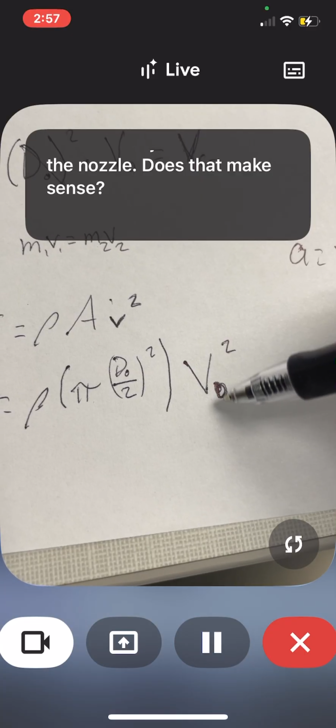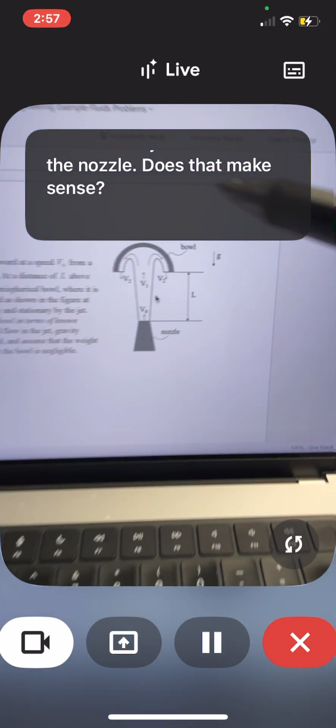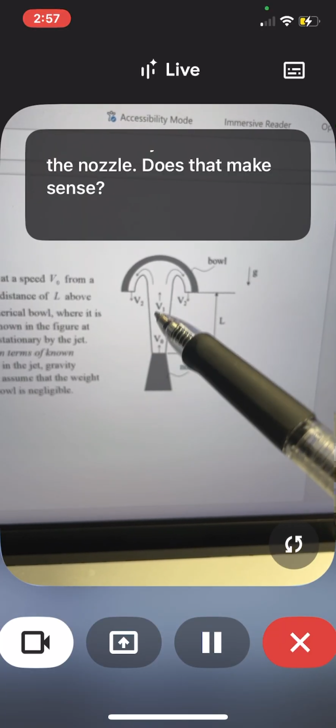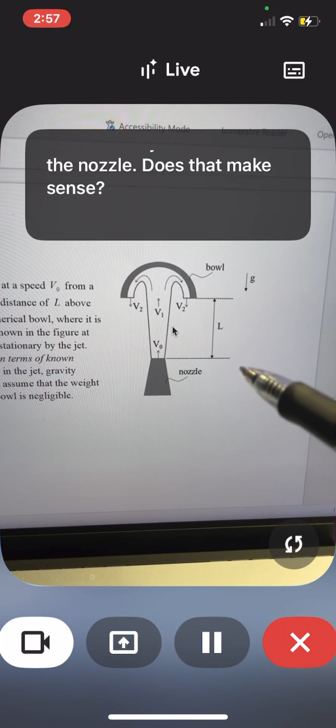Can I just put V1 here, or do I have to incorporate this length here and consider the deceleration of the water flow coming up around here?